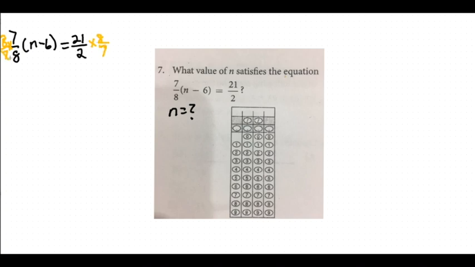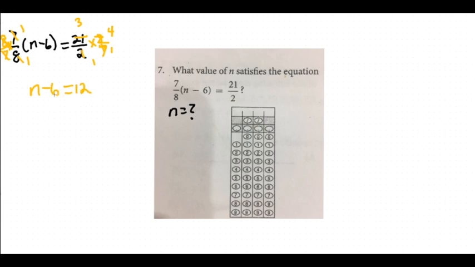So here, 7 into 7, 1, 8 into 8, 1. So this will become 1. And on this side, we have 21 over 2 times 8 over 7. And if you all realize, you can cross multiply quickly. 2 into 2, 1, 2 into 8, 4, 7 into 7, 1, 7 into 21, 3. And we have 3 times 4 is, what is it? 12. So it's n minus 6 equals 12.